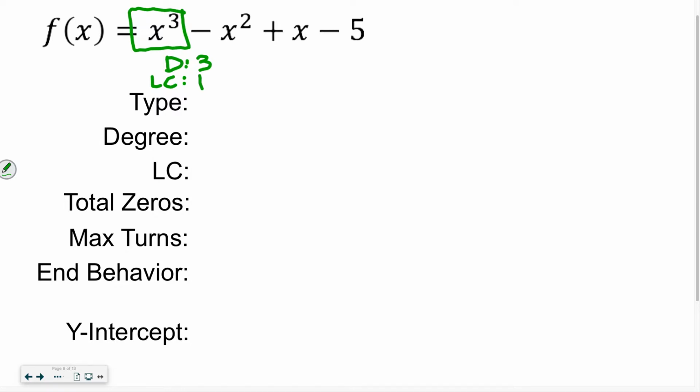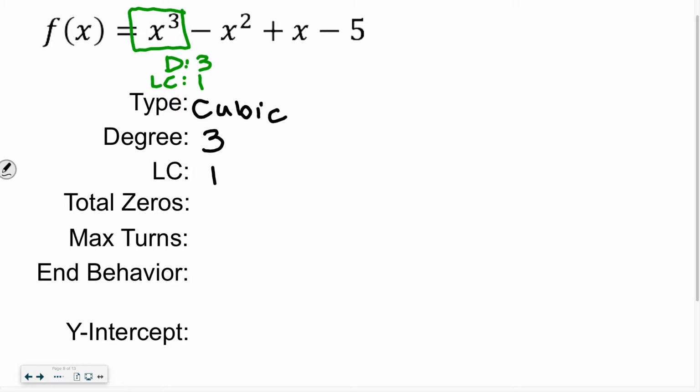Degree was 3. LC was 1. What's the type of function that is? Luke? Cubic. You're naming the type by degree, right? So you look at that list: constant, linear, quadratic, cubic, quartic, quintic. If it's something higher than that, then you say 6th degree, 7th degree. So the type is cubic.